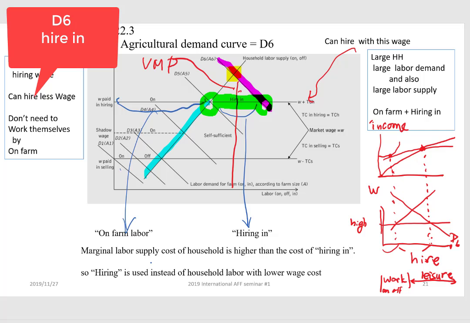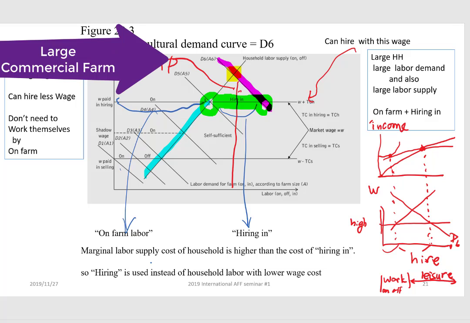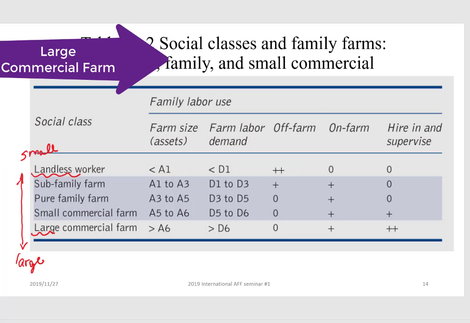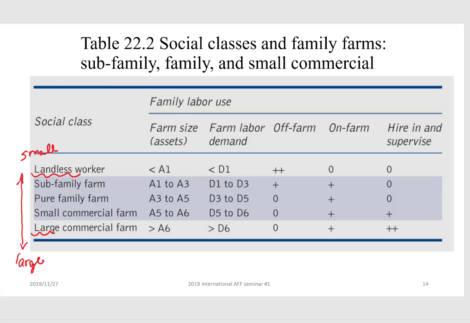Now let's move on to D6, the largest farm household category, named large commercial farm. Large commercial farm has a large farmland. So farm size as land assets is the greatest. This category has the greatest one.